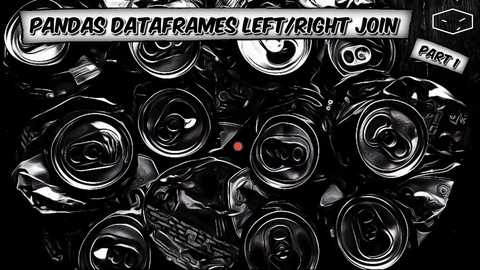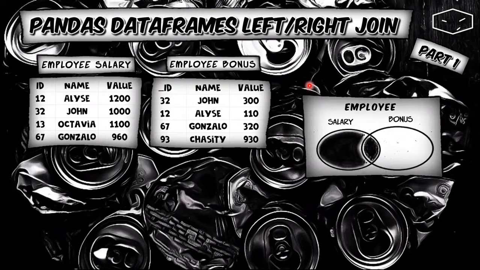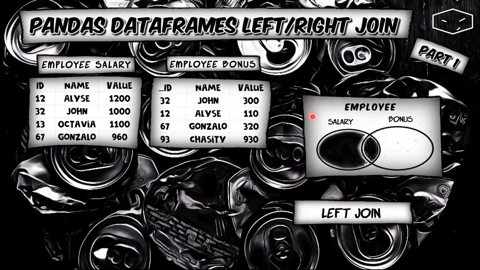Hello, in this video we will use these two data frames, salary and bonus. Usually a left join is represented like this. This means that we will take all the rows of the left data frame and join with those that exist in the right data frame. In this case, the last row of the right data frame will not appear in the final result because it doesn't exist in the left data frame.